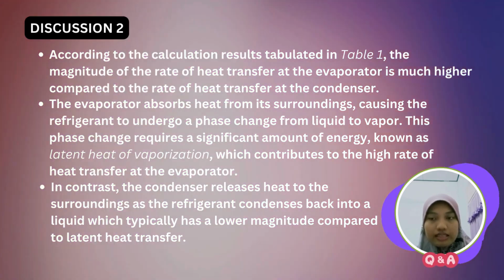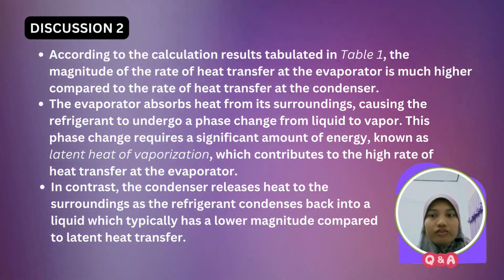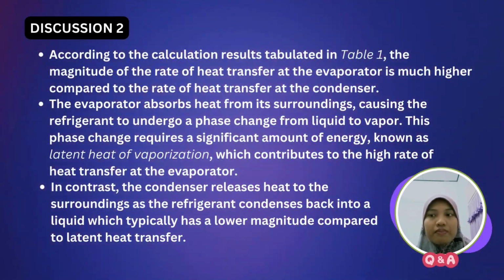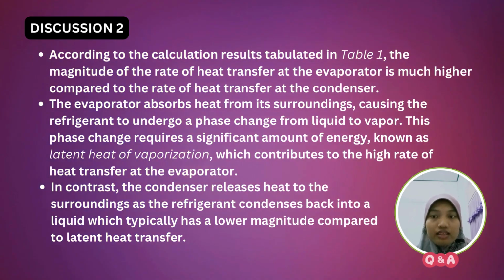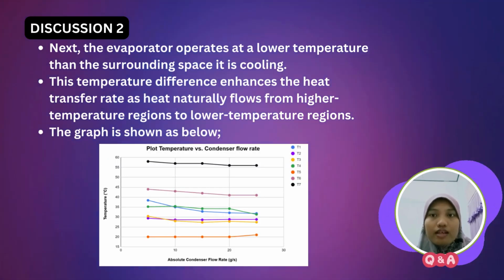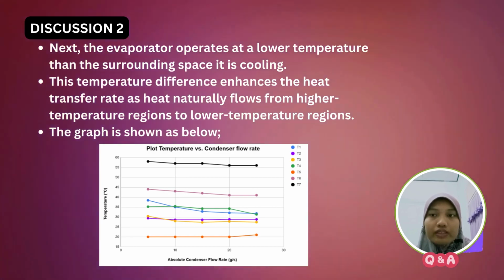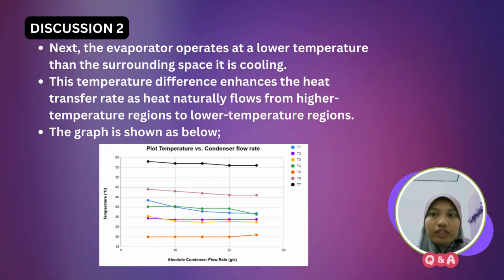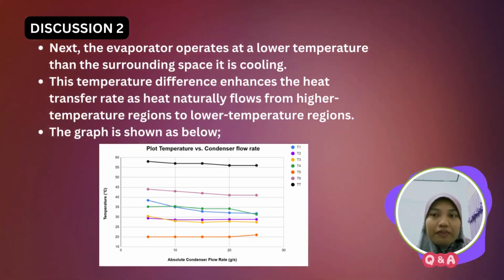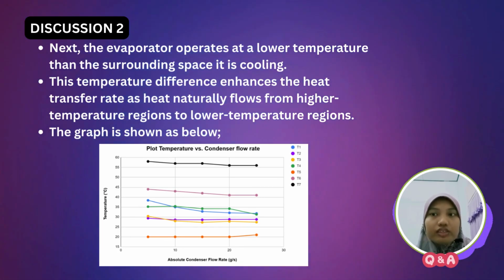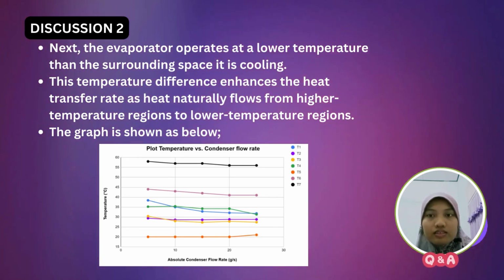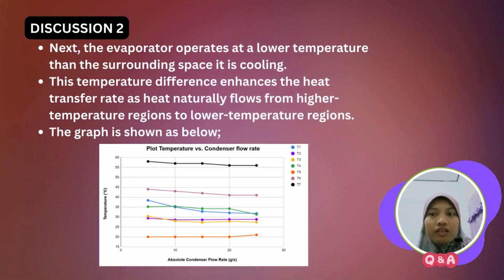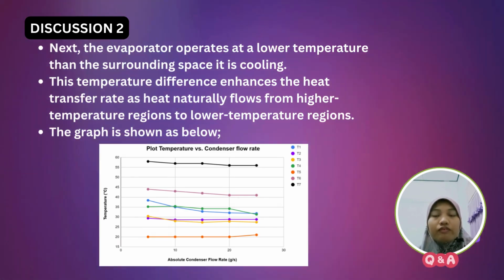In contrast, the condenser releases heat to the surroundings as the refrigerant condenses back into a liquid, which typically has a lower magnitude compared to the latent heat transfer. Next, the evaporator operates at a lower temperature than the surrounding space it is cooling. This temperature difference enhances the heat transfer rate as heat naturally flows from higher temperature regions to lower temperature regions. The graph is shown as below for temperature versus condenser flow rate.